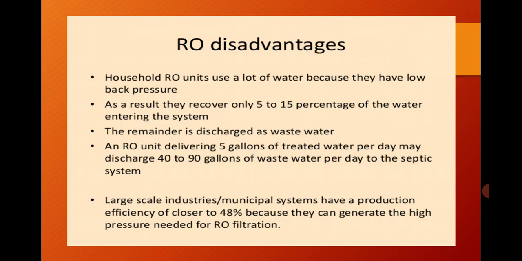Household RO units use a lot of water because they have low back pressure. As a result, they recover only 5 to 15% of the water entering the system. The remaining water is discharged as waste. An RO unit delivering 5 gallons of treated water per day may discharge 40 to 90 gallons of wastewater per day to the septic system. Large-scale industries and municipal systems have higher production efficiency, closer to 48%, because they can generate the high pressure needed for the RO filtration.